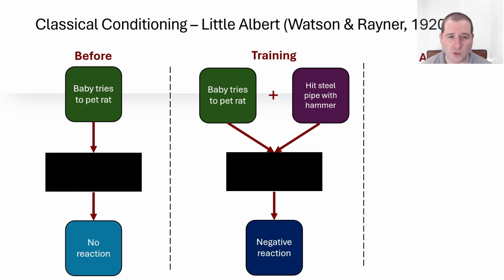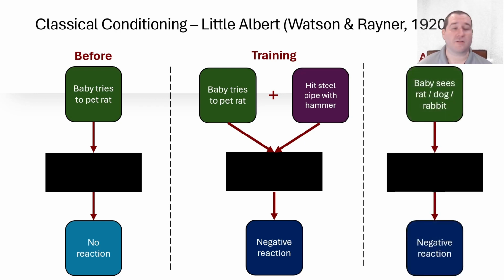And he would have all sorts of negative reactions. He would fall over, he would cry, he would make faces. It's really quite a brutal experiment, but still an interesting read on how they set it up. But essentially, he would reach out to touch the rat, they would hit the thing with the hammer, and then they would test how he interacts with the rat after that. But it's another example of classical conditioning, where anytime that baby saw a rat, a dog, a rabbit, anything fluffy, he would then have that negative reaction.